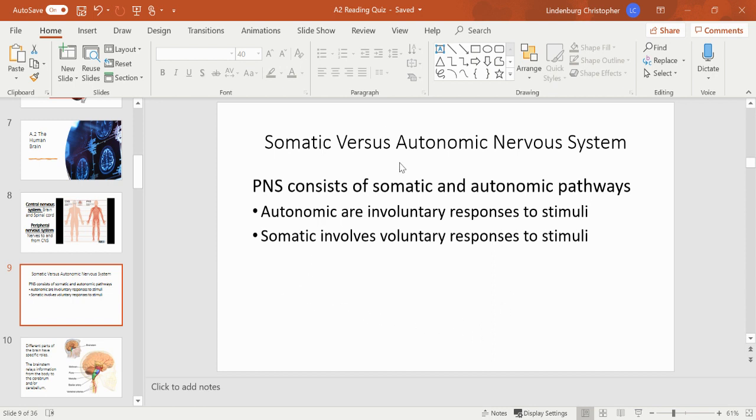The reason this matters for today is that different parts of your brain will control these autonomic or somatic responses. So it's important to know, first of all, what those words are. So later, if I say, okay, this part of your brain is involved in autonomic functioning, you'll know exactly what I mean. So start here with those notes, and now we'll jump into the actual brain.